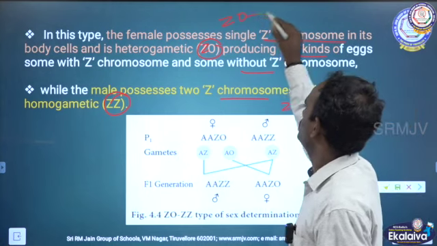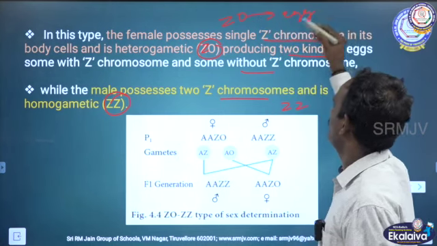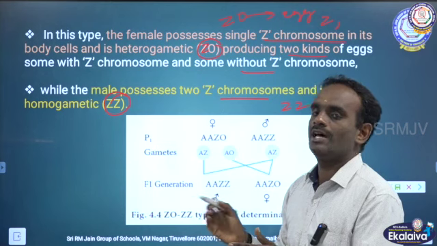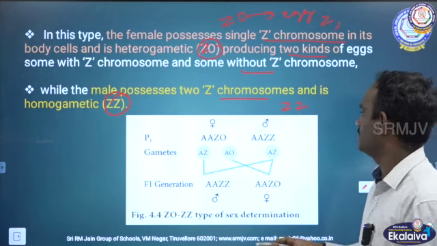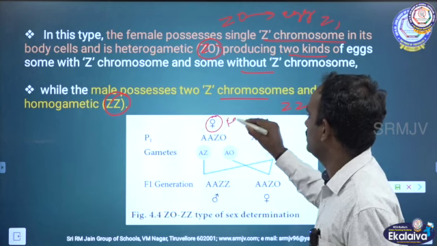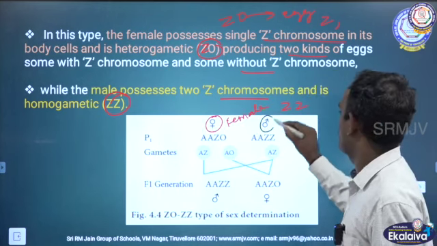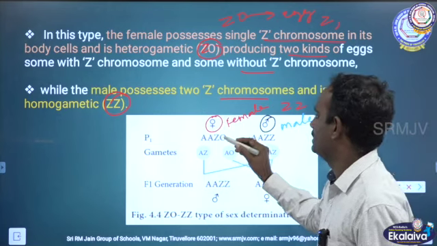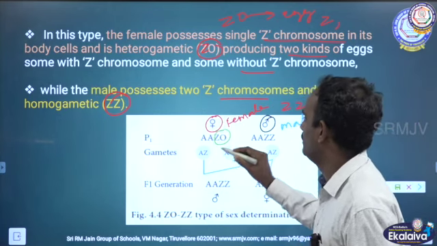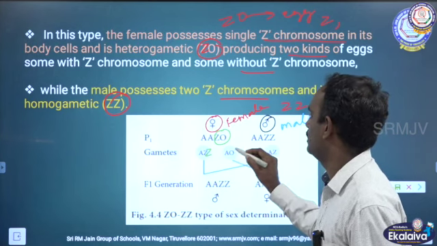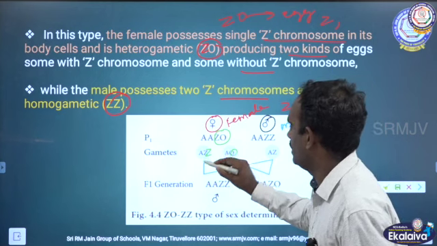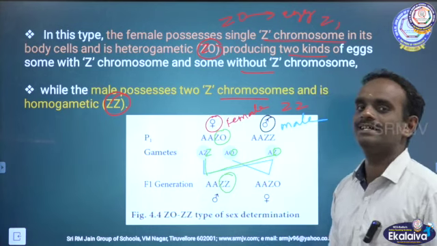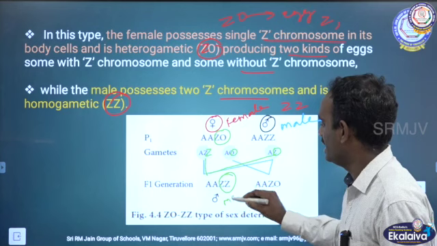So it produces eggs, some having the Z chromosome and some without the Z chromosome. See the picture here, children. This is the female and this is the male. As I said, in the ZO type, the female has two different gametes, one is Z and another without Z. When the Z-bearing egg fuses with the Z sperm, what will happen? ZZ, that is male.